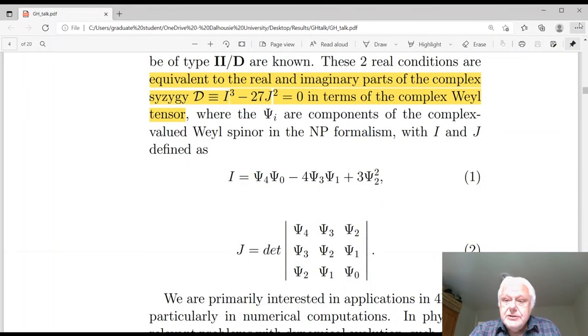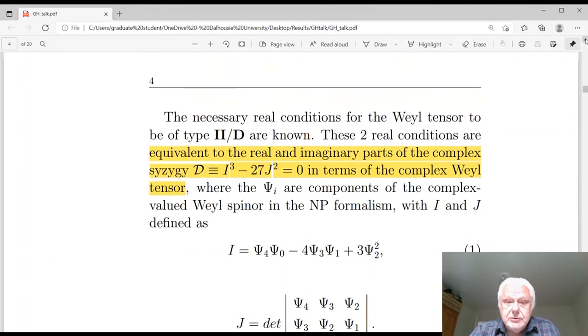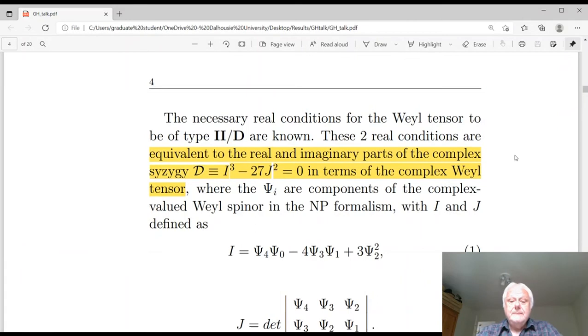Now these conditions for it to be algebraically special can be given in terms of scalar curvature invariants. In the case of 4 dimensions, the condition for the Weyl tensor to be of type D is determined by 2 real conditions. In 4 dimensions, these 2 real conditions are equivalent to the real and imaginary parts of the complex quantity D, in terms of various Newman-Penrose quantities, being 0.